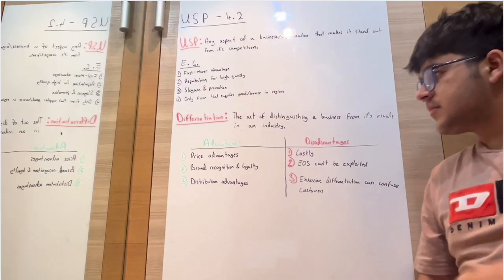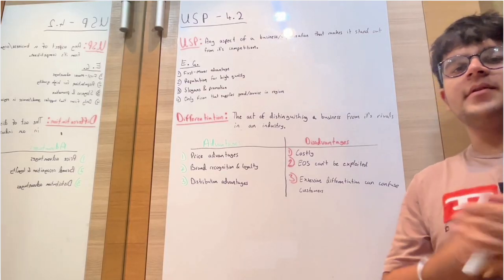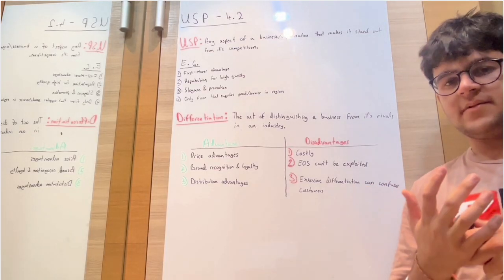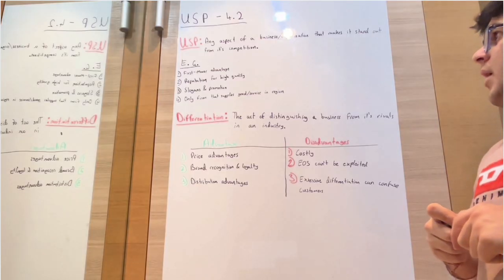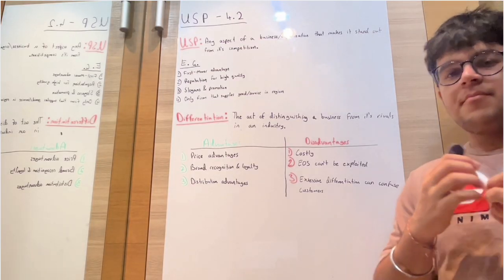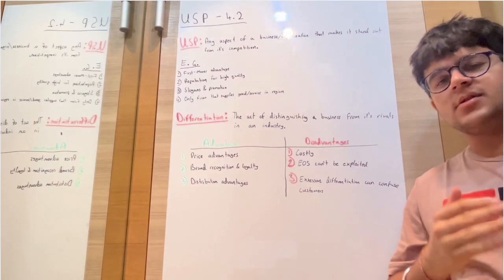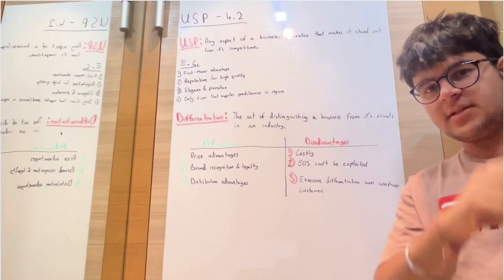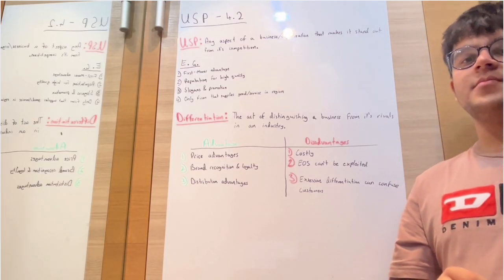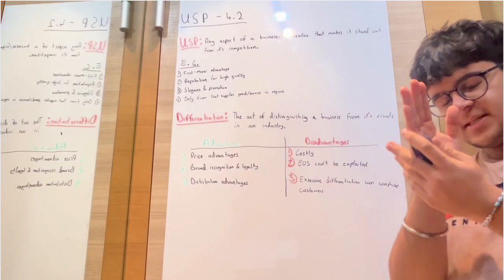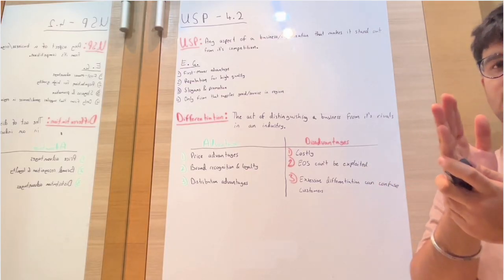Now, overall, of a unique selling point and differentiation, there's always advantages and disadvantages. One advantage of all of this is that you get price advantages. You are allowed to charge higher prices. You're allowed to charge premiums, as we go back to niche markets, because you are slightly more niche, slightly more differentiated.